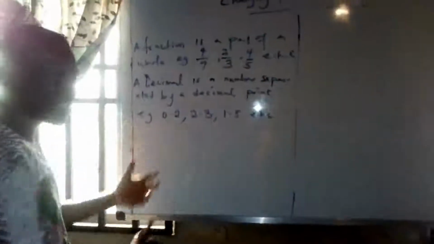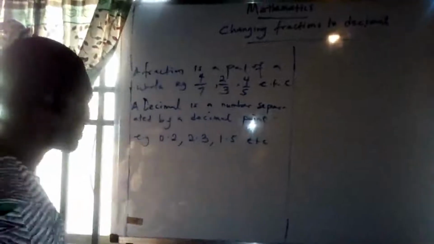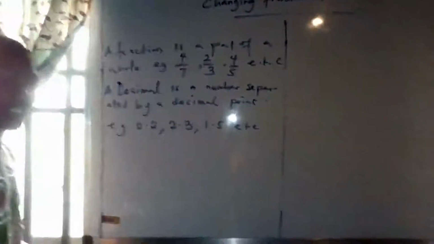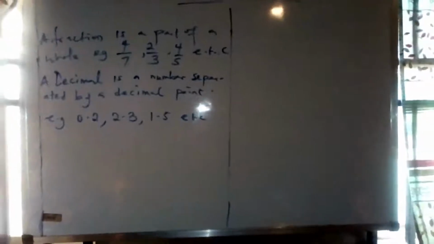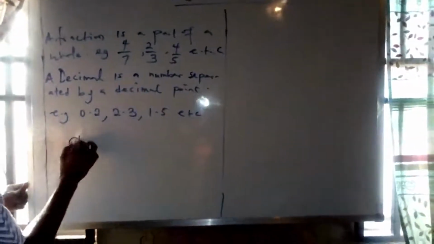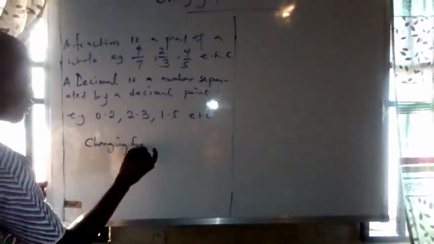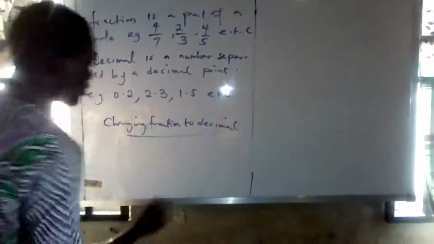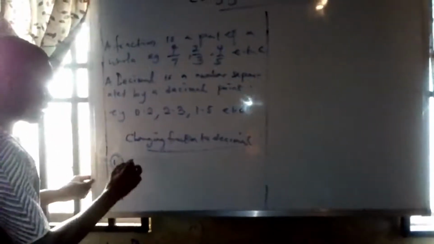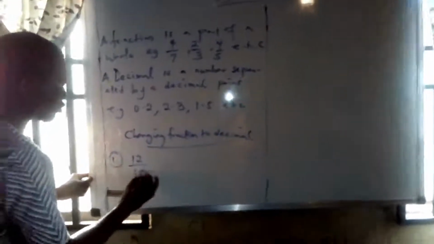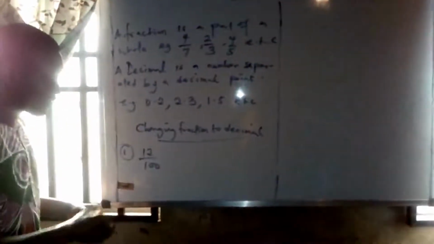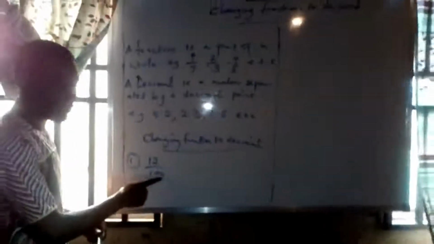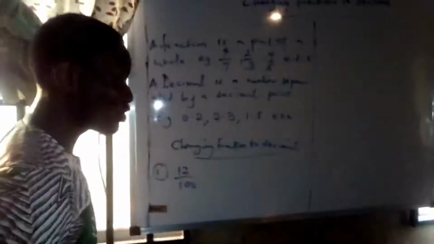So let's move to the class topic. Today we'll be converting from fractions to decimals, and we'll be starting with fractions with a denominator of 100, 10, and so on. Changing fraction to decimal, we start with 1. We have 12/100. This is a fraction. Today I said we'll be doing fractions with denominators like 10, 100, 1000, and so on.